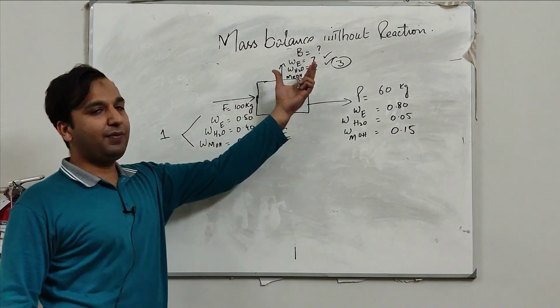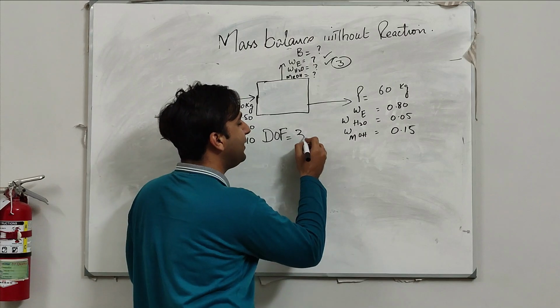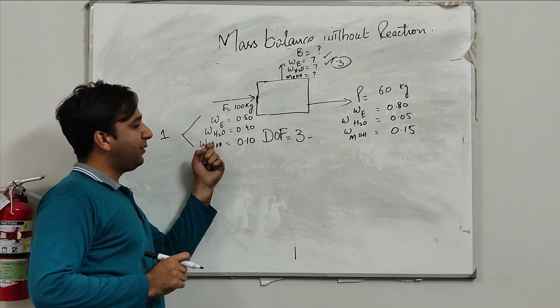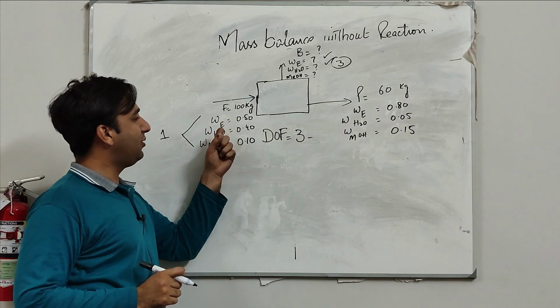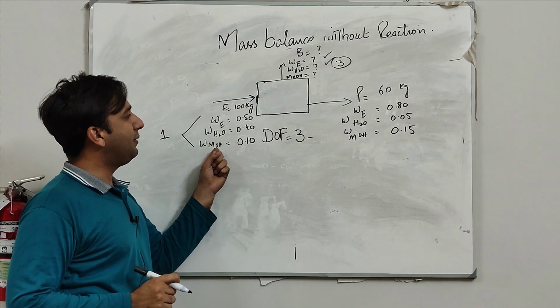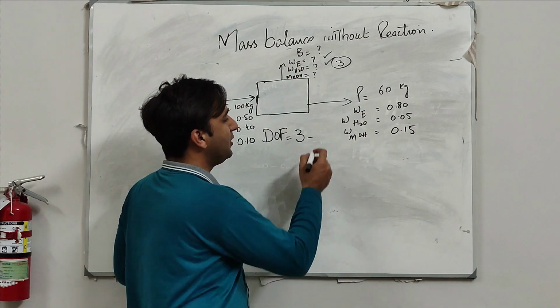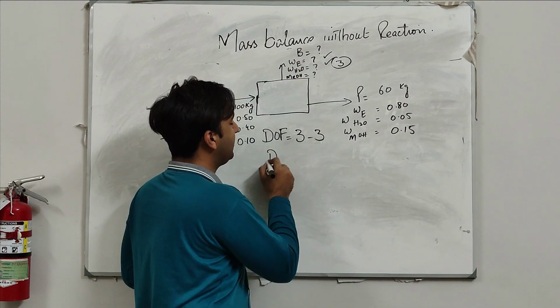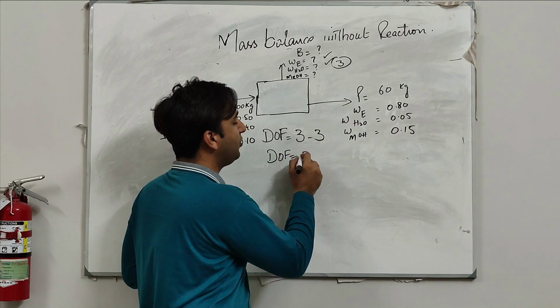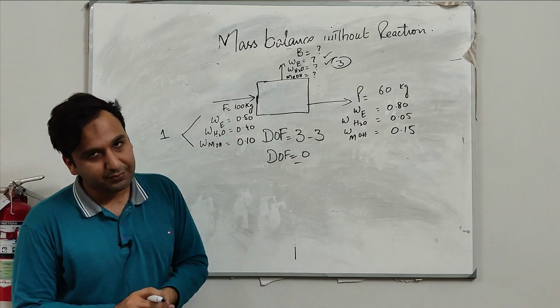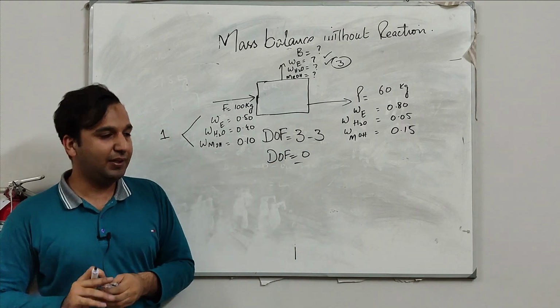So the number of unknowns here is 3. And what is the number of independent equations? The number of independent equations is 1, 2, 3: ethanol, water, methanol. So it is 3. So the degree of freedom is equal to 0. So this problem is going to have a unique solution, and we are going to solve it now.